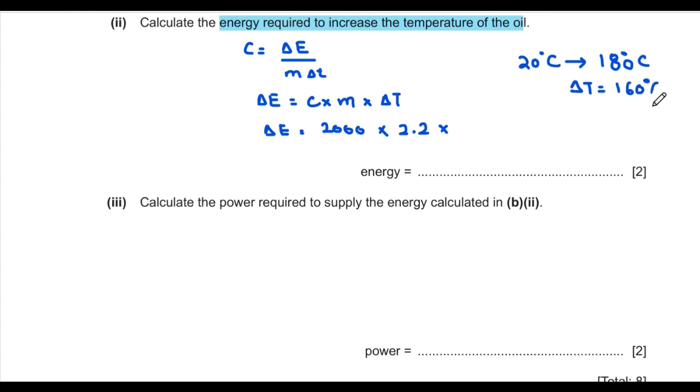So the overall change in temperature is 160. So I'm going to multiply it with 160. So the final energy is 700,000 joules.